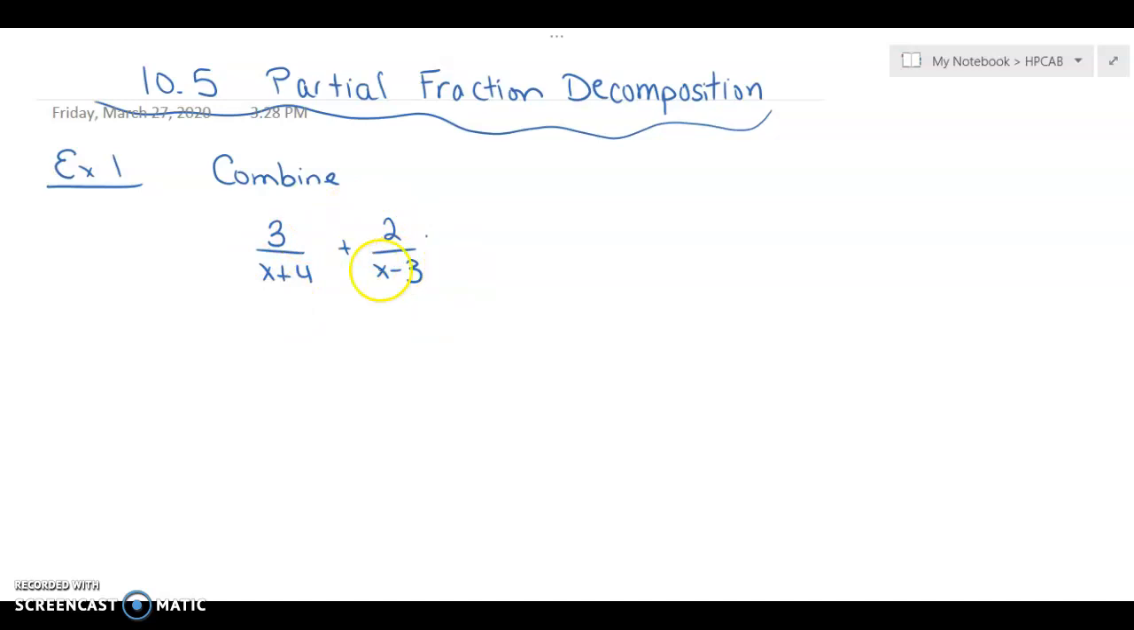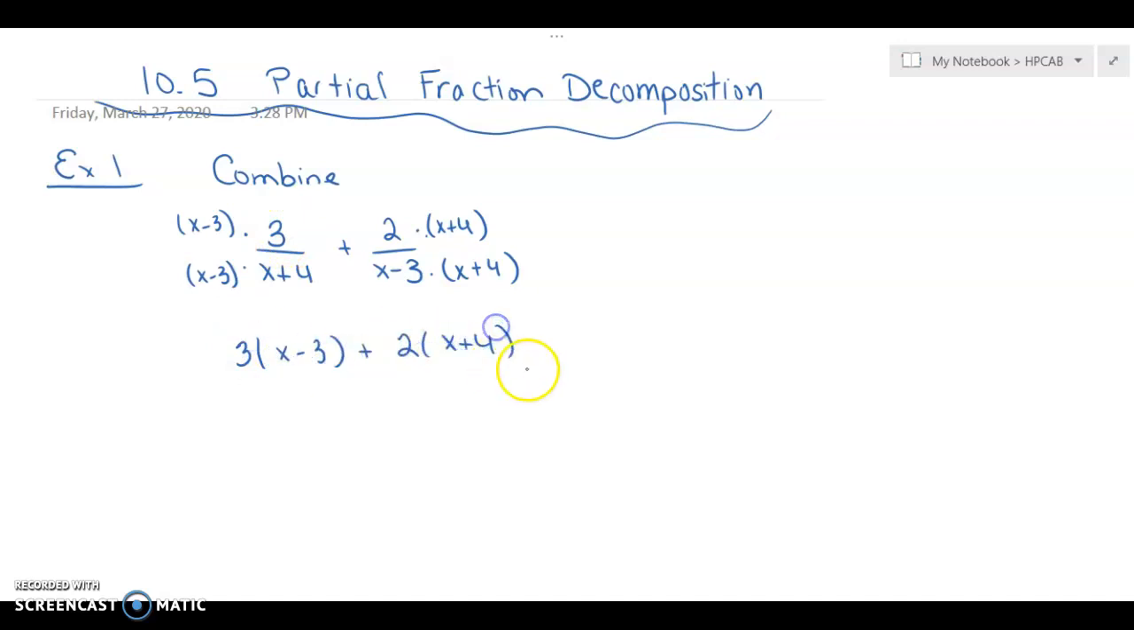When you combine these, since they are fractions, they need a common denominator. And so the common denominator would just be multiplying these two things together. So this guy over here needs an x minus 3, so we multiply the top and bottom by x minus 3. And this guy over here needs an x plus 4, so we're going to multiply the top and bottom by x plus 4, so that we have a common denominator. We end up with 3 times x minus 3 plus 2 times x plus 4, all over our common denominator of x minus 3 times x plus 4.